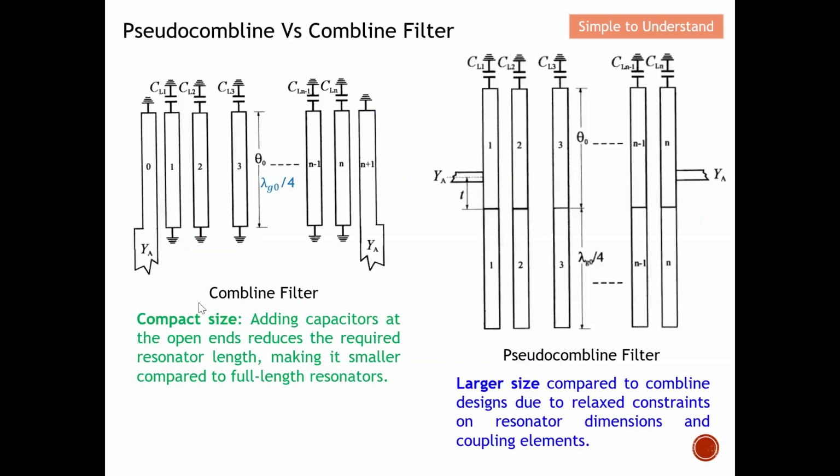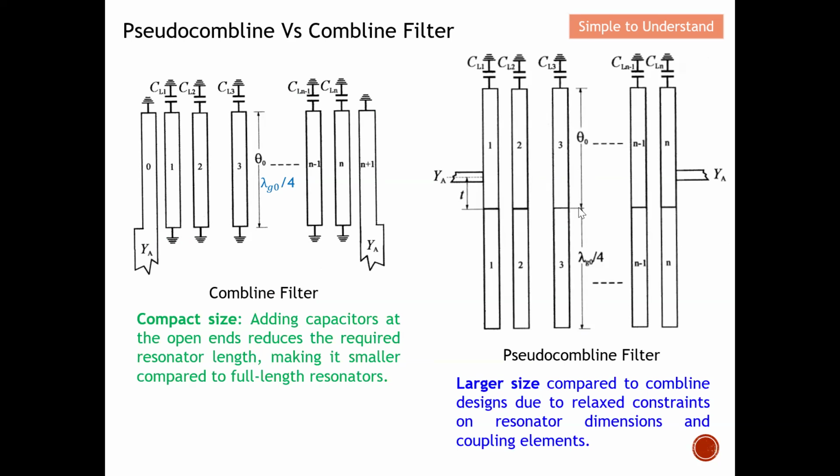Next, in terms of compact size, I have mentioned that when we add the capacitor at the open end, this can make the resonant length reduce. So you can see that with Combline, the length of the transmission line is actually a quarter wavelength. But for pseudo-Combline, the length of this transmission line, in fact, is half of a wavelength, which means that they are double the size of the Combline filter.